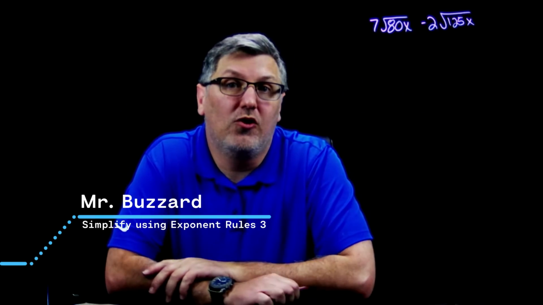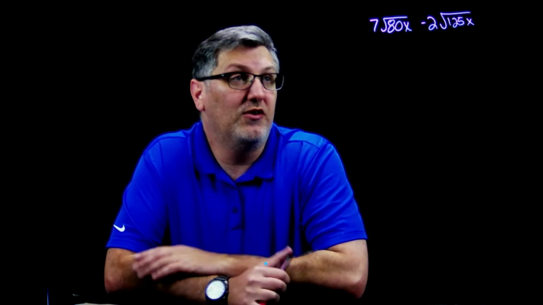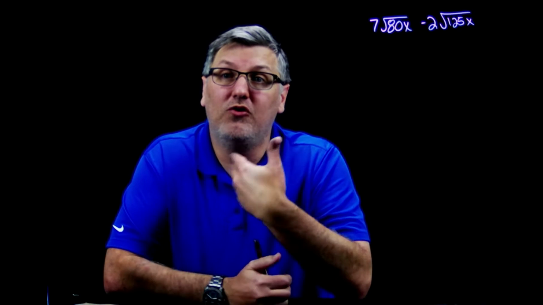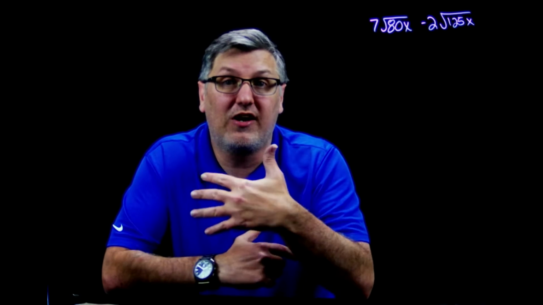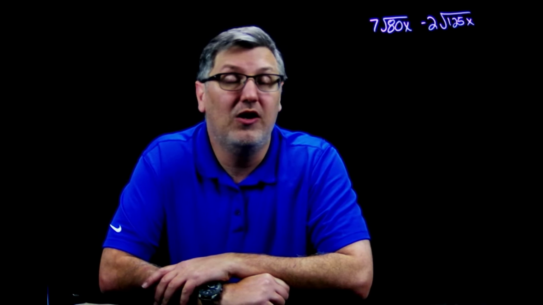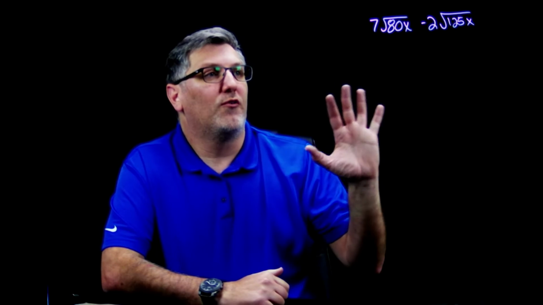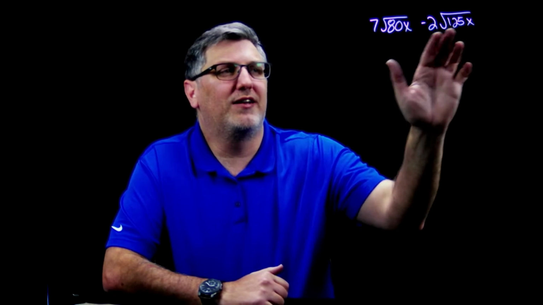All right, so I'm going to walk you through how to solve a problem like this: 7 times the square root of 80x minus 2 times the square root of 125x. But I'm going to use exponents to show you how things are actually working within this problem. The first thing I'm going to do is break these down into their prime factors to make my life a little easier.